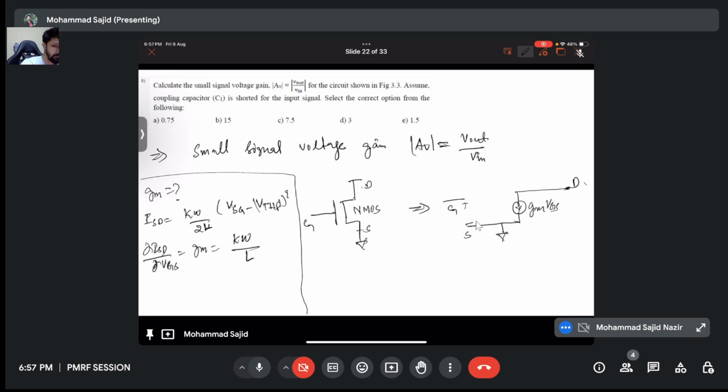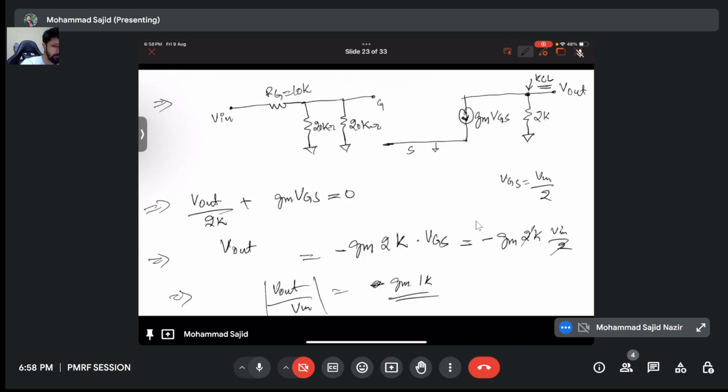VSG minus VTH, we just calculated: VSG is 4, VTH is 1, so it will be 3. So that makes GM 0.5 milli multiplied by 3, so 1.5 millisiemens. So this is 1.5 milli into 1K, kilo into milli, so it will be 1.5. So this is your V naught by V in. I hope this is clear.